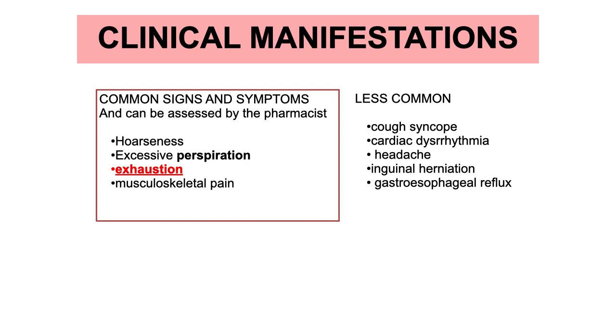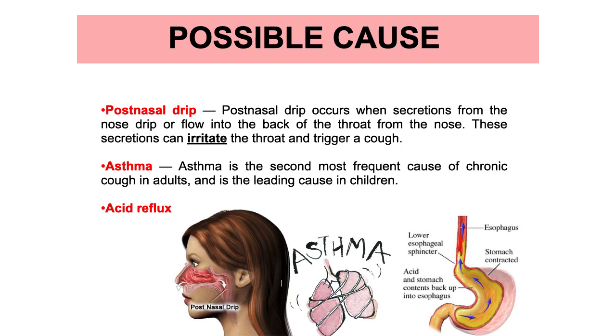Less common symptoms would include cough syncope, meaning pag inuubo siya para silang nahihilo. There's dizziness, cardiac dysrhythmias, headache, inguinal herniation. Yan yung pinaka-worst case scenario na pwede mangyari, magkaroon ng herniation sa lakas ng pag-ubo mo. Or gastroesophageal reflux. So, what causes coughing?